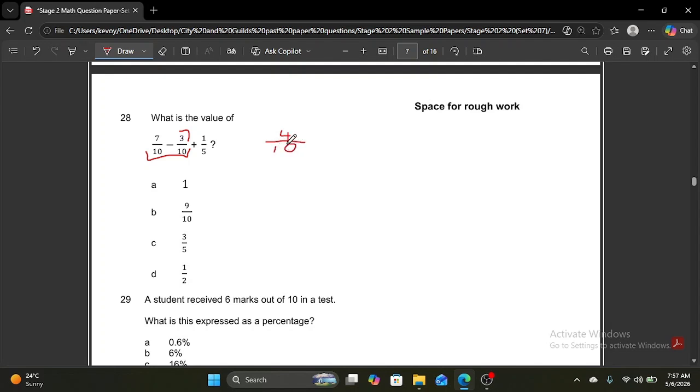4 over 10. And now that we got that out of the way, we can add the 1 over 5. So we'll add these two fractions now. What's the lowest common multiple between 10 and 5? Well, 1 times 10 is 10. 2 times 5 is 10. So our common denominator will just be 10.